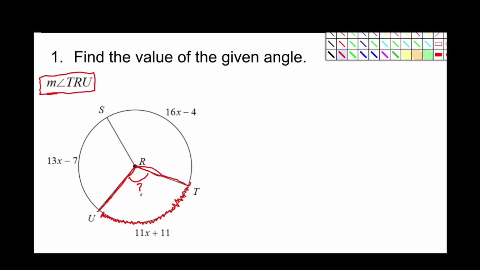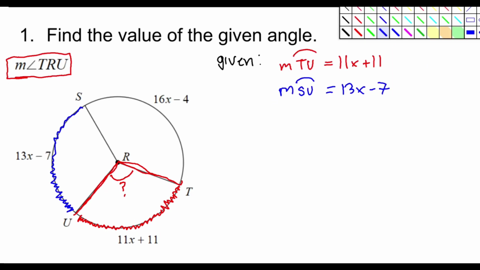So in this problem, I'm going to write down a couple of facts that I know. A couple things are given to me. What are we given? Well, the first thing I know is that the measure of arc TU is equal to 11x plus 11. I also can look right next to that and find the measure of this arc right here. They gave that to me too because they put the expression over there. So I know the measure of arc SU is equal to 13x subtract 7.